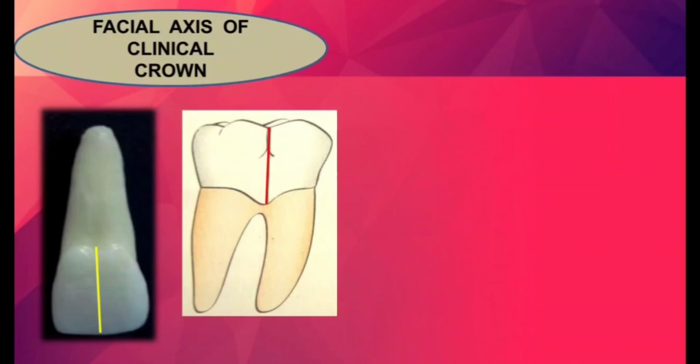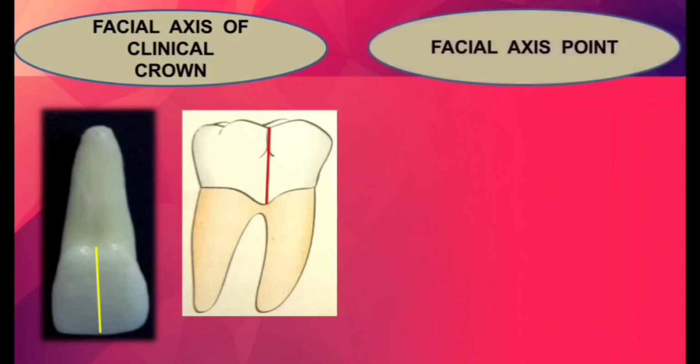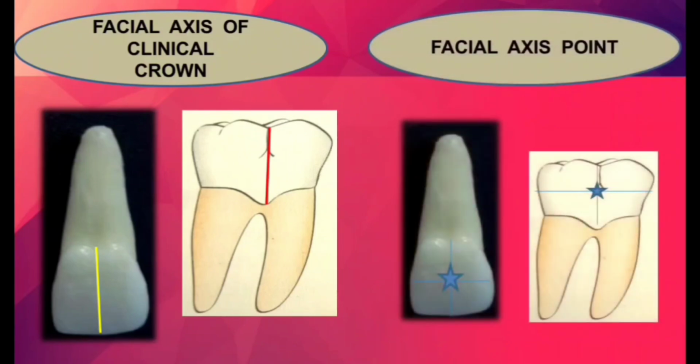And FACC, which means facial axis of the clinical crown, should be known before dealing with tip and torque. It is best viewed from a buccal or labial perspective. For all the teeth except molars, it is the most prominent portion of the central lobe on each crown's facial surface. And for the molars, it is the buccal groove that separates the two large buccal cusps. Now coming to the facial axis point, it is the point on the facial surface that separates the gingival half of the clinical crown from the occlusal half.